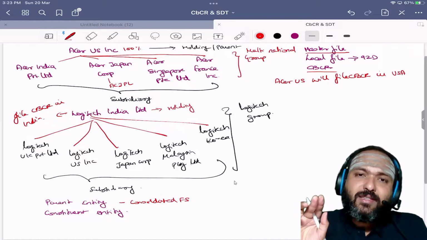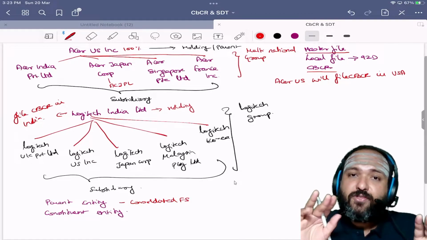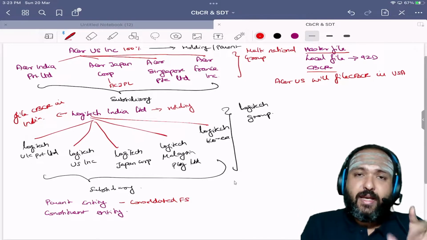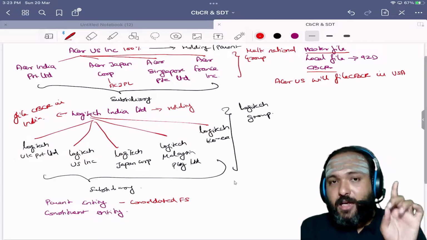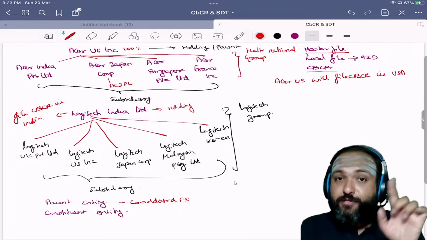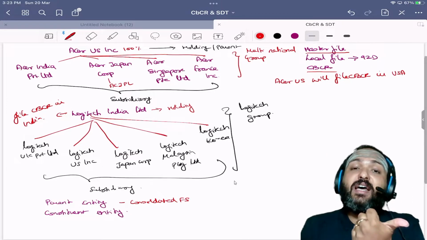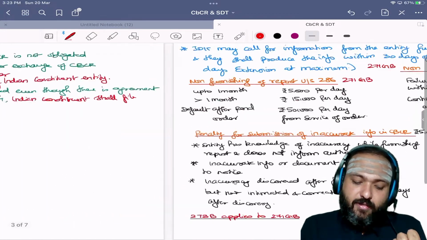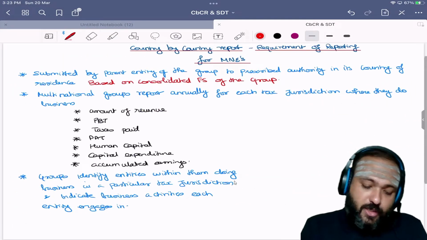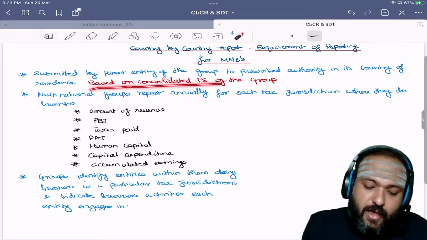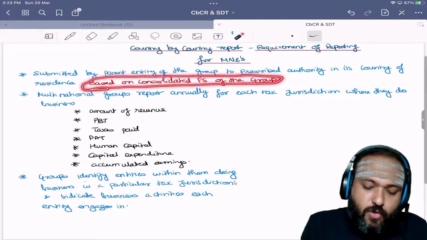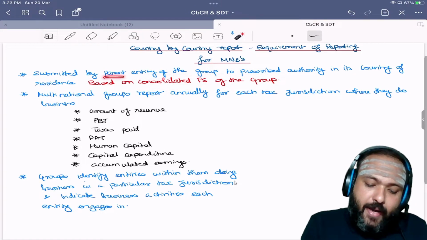Sir, what about exceptions? Exceptions are there. Let us first understand the law before we get to the exceptions. So, who will file CBCR? The parent entity preparing consolidated financial statements of the group will file CBCR in the country in which it is a resident. Now, let us jump back to the provisions. And what is the basis? Based on the consolidated financial statements of the group. So, who will file? Parent entity.